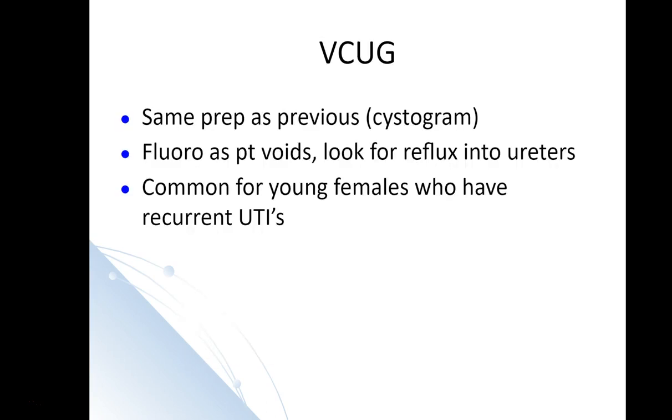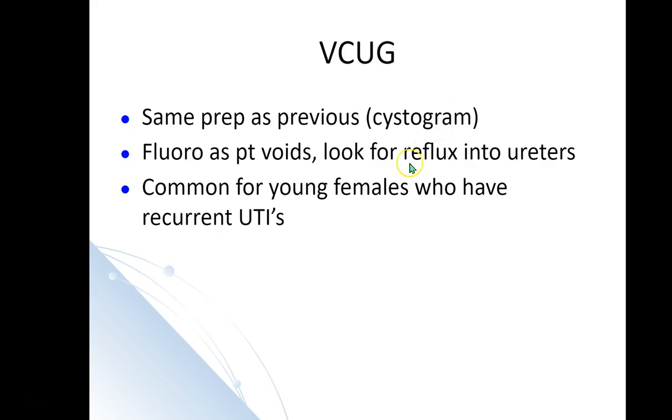Okay, the next exam I want you to be familiar with is a VCUG. It stands for voiding cystourethrogram. A voiding cystourethrogram is very similar to a cystogram. Contrast is advanced up the urethra via a catheter, and the bladder is filled with contrast. The difference here is the patient is asked then to void or urinate on the table while the radiologist fluoros.